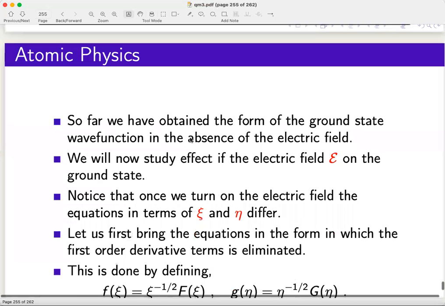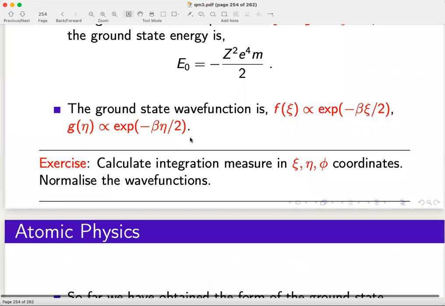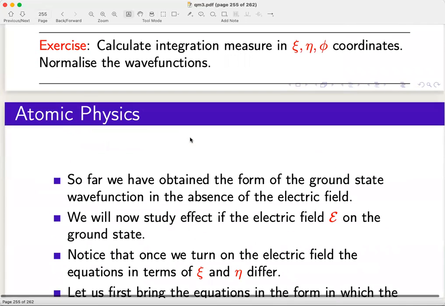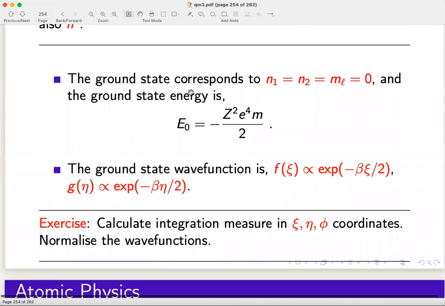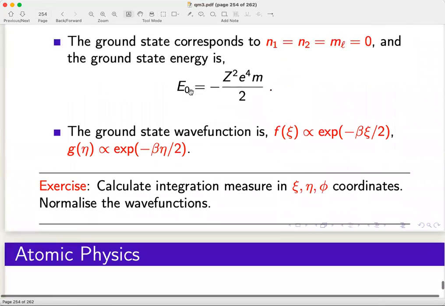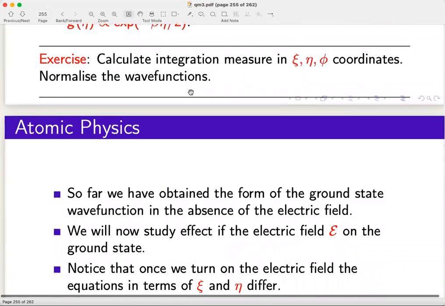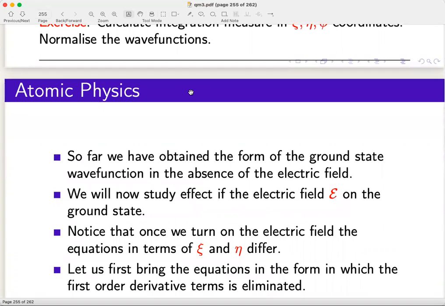Fine. So what we have done so far is to determine the ground state wave function in the absence of external electric field. So this is like solving a hydrogen atom problem with a new coordinate system. That's all. So what we'll do now is to actually turn on the electric field and ask what effect this electric field would have on the ground state of the hydrogen, the single electron atom problem.